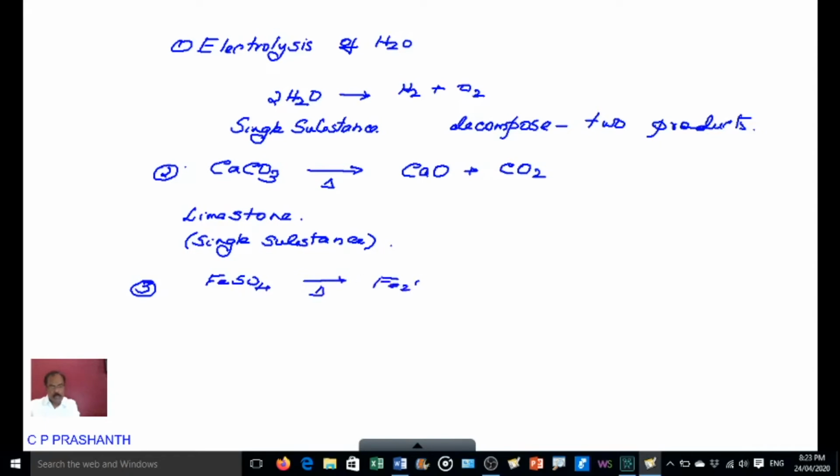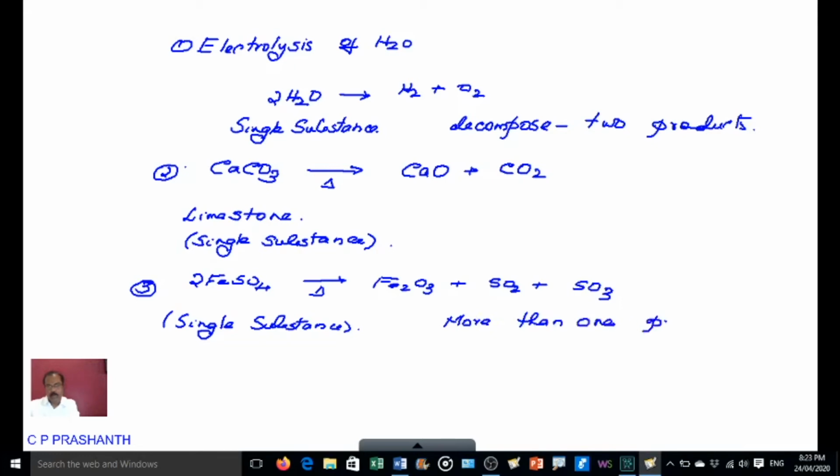Another reaction, FeSO4 on heating strongly, it breaks down to produce Fe2O3, ferric oxide, sulfur dioxide and sulfur trioxide. Here also you can see one substance which is the reactant, which is ferrous sulfate. It undergoes decomposition, means breaking down, to produce the products Fe2O3, SO2 and SO3. More than one substance is formed as products.